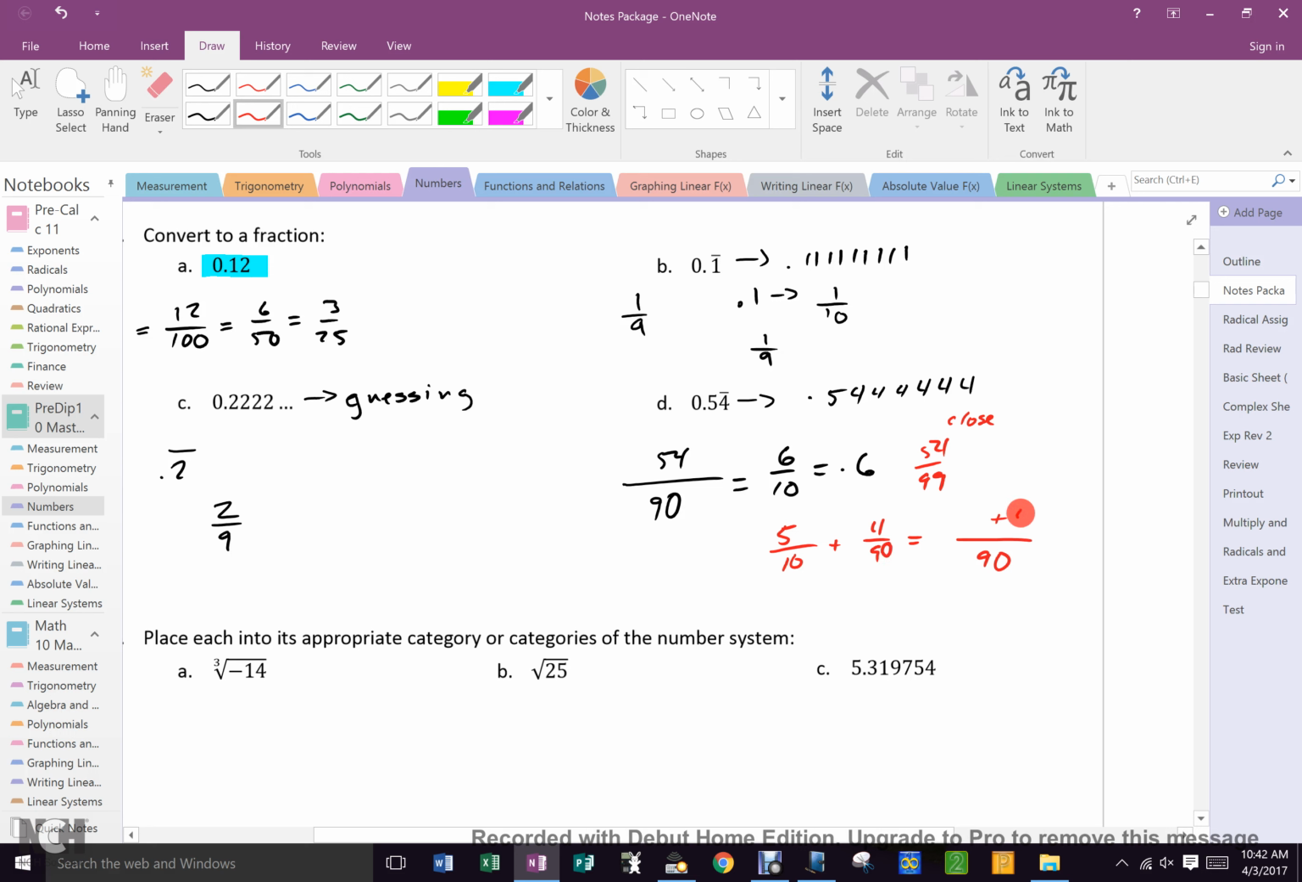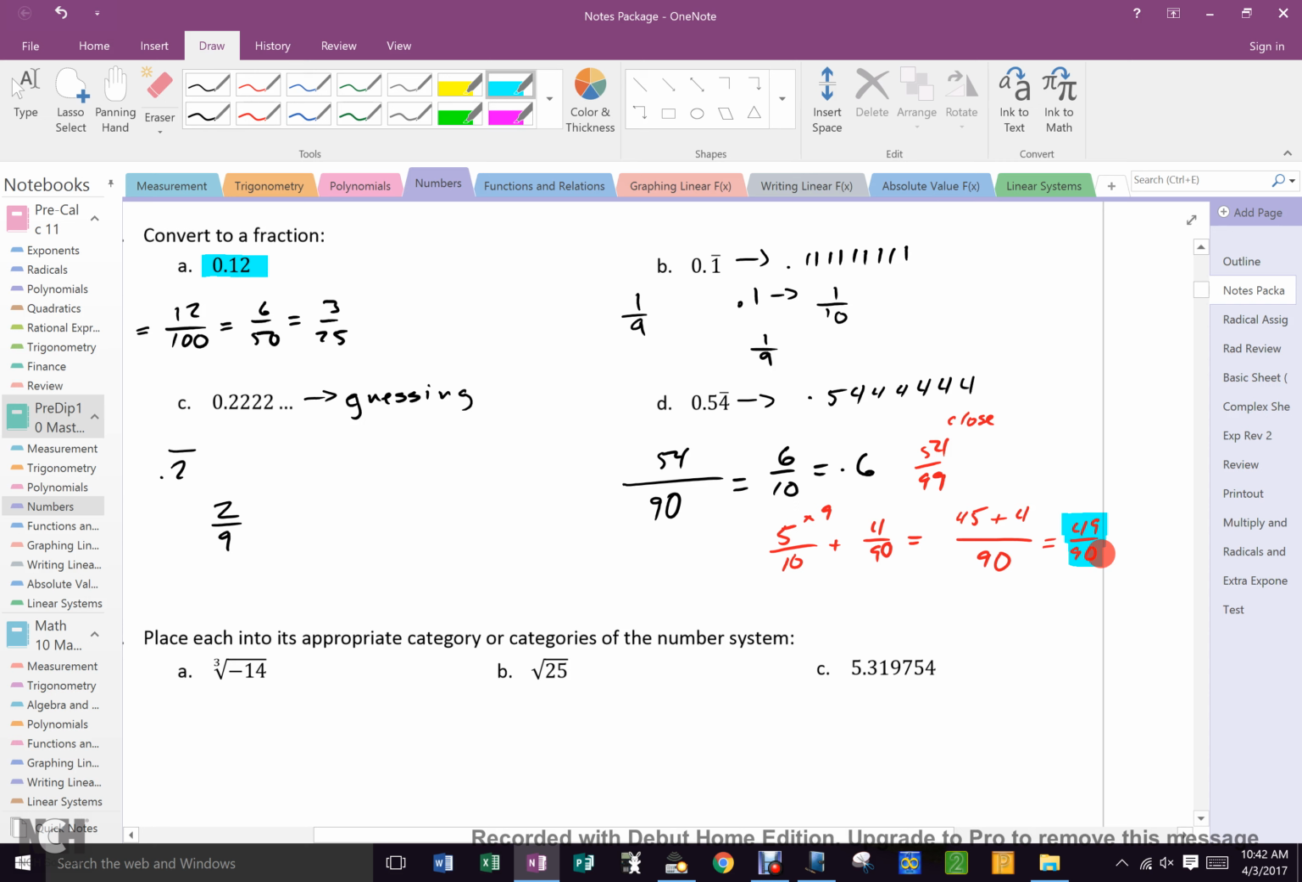So did this guy change? Nope. So it's plus 4. Did this guy change? What do I do to 5/10 to get it over 90? Multiply by 9. What's 5 times 9? 45. 45 plus 4 is 49 over 90. Now, that we know now through logic is our correct answer, yes?